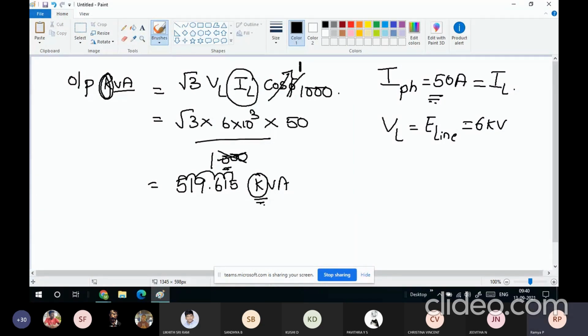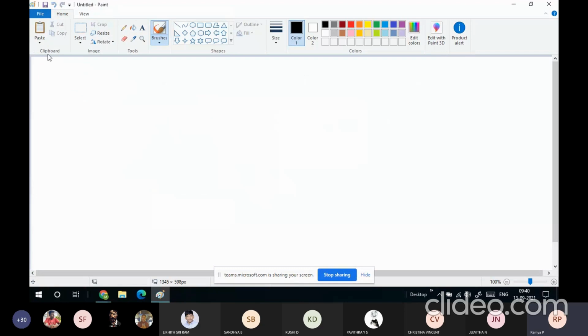Any doubts? Okay. Here is one particular problem wherein we are going to use the Kc and Kd formulas. Take down the next one more problem. I'll be solving with a different method.